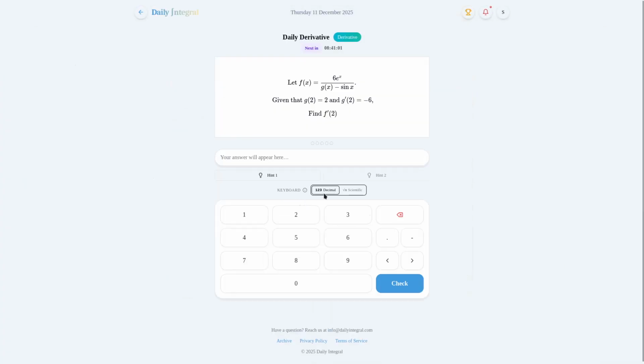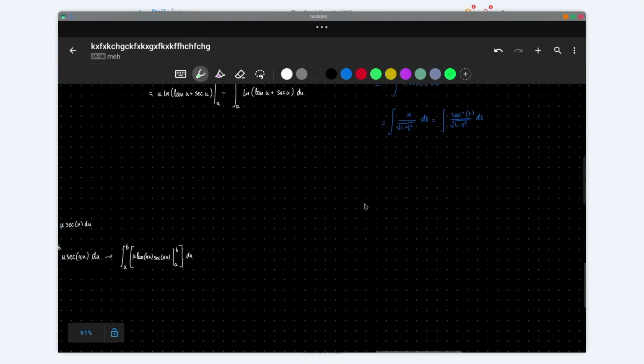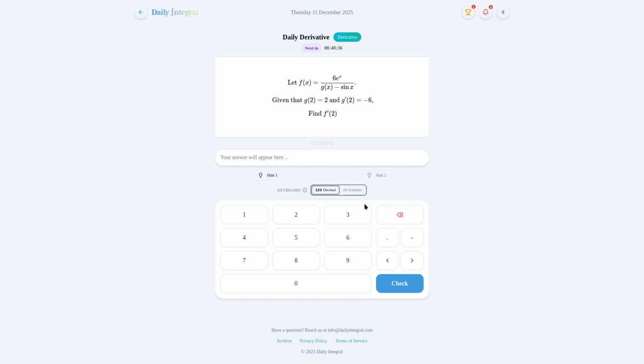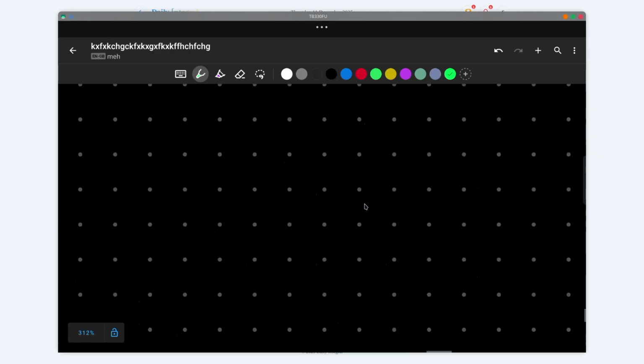What are the limits? F of x equals that. Given that g of t and g prime of that, find f prime of that. Okay, sure. I should have read that question more carefully because I have no idea what they're asking. Is that f prime or f of x? Yeah, that's f of x. So f of x. Cool.